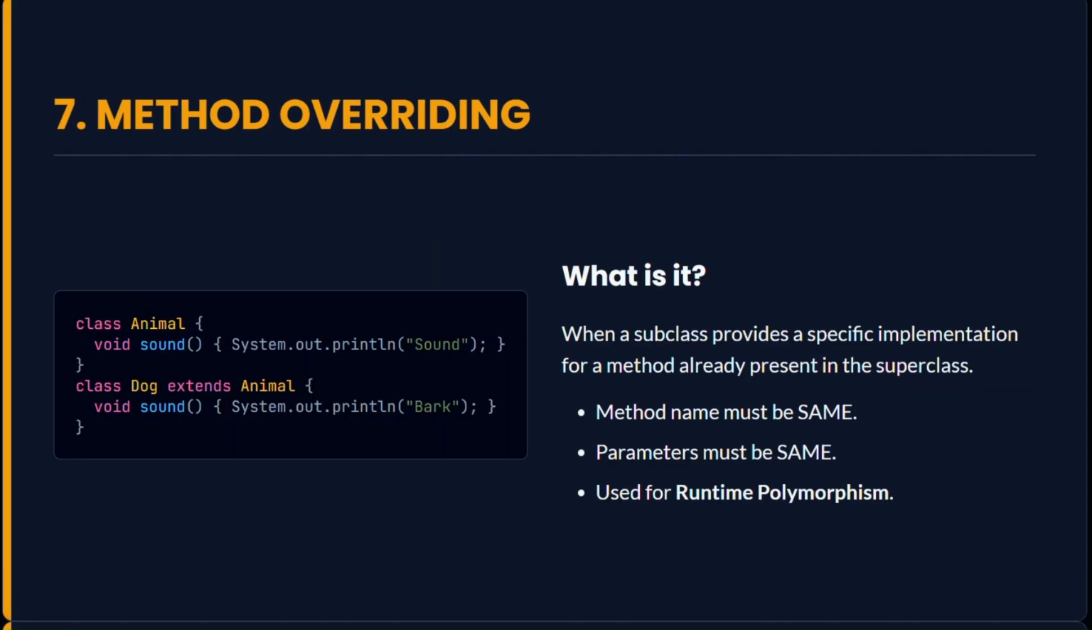Next is the concept called method overriding. Imagine the parent class has a method called sound. For a generic animal, the sound should just print "sound". But for a dog, we want the sound to be "bark". Overriding allows a child to provide a specific version of a method that is already present in the parent. The name and the parameters must be the same. This is how we achieve runtime polymorphism.